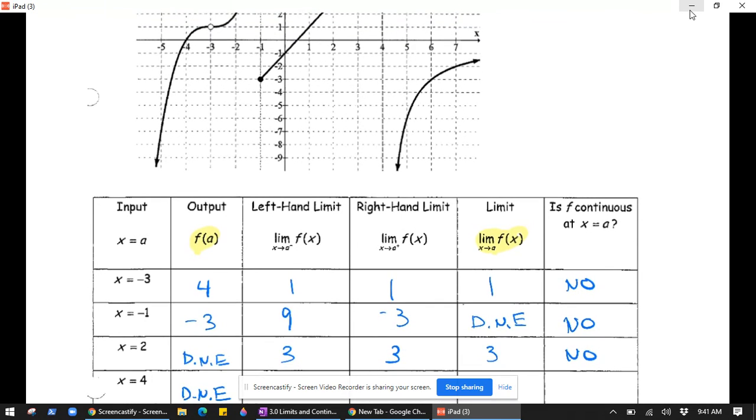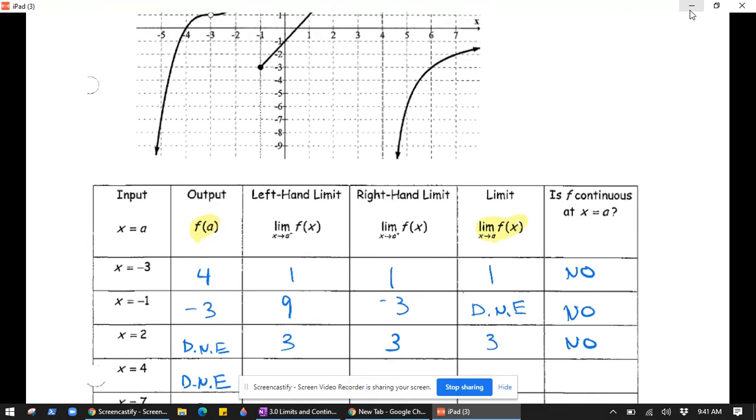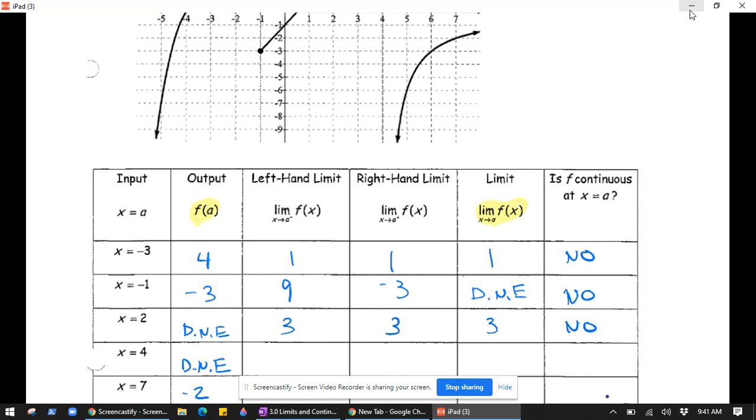Let's keep going. At x equals 4, there's a vertical asymptote. As you come from the left-hand side, the limit is infinity. From the right-hand side, it's negative infinity. Therefore, the limit doesn't exist because those don't match. And of course, it's not continuous there.